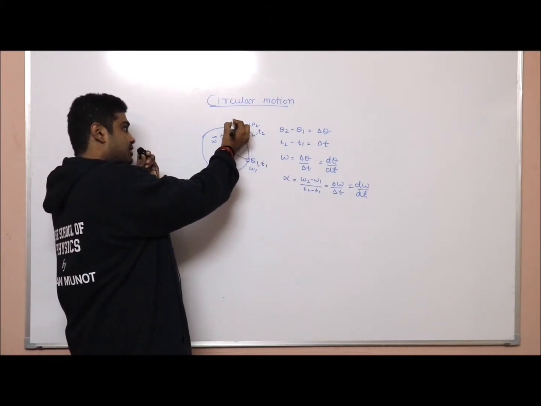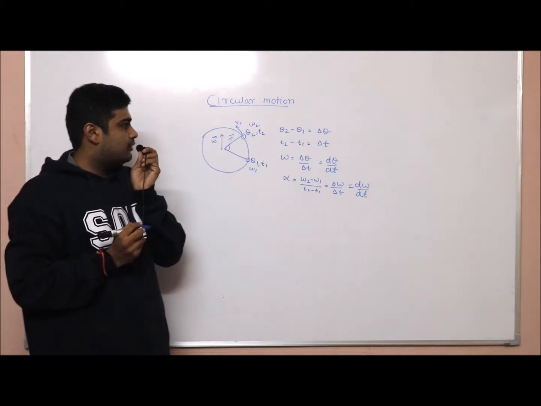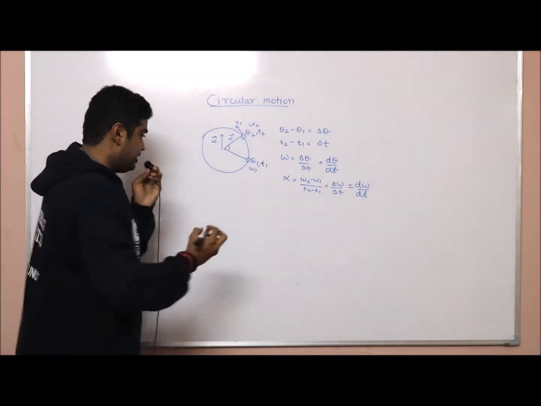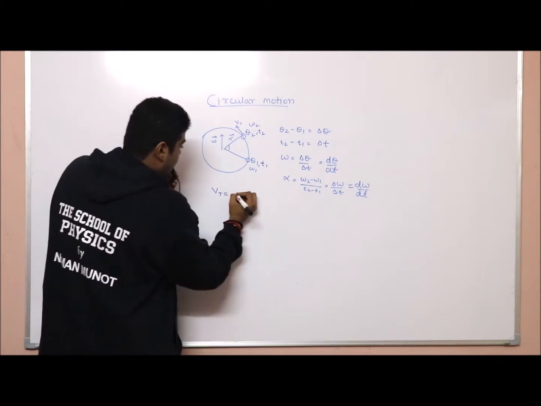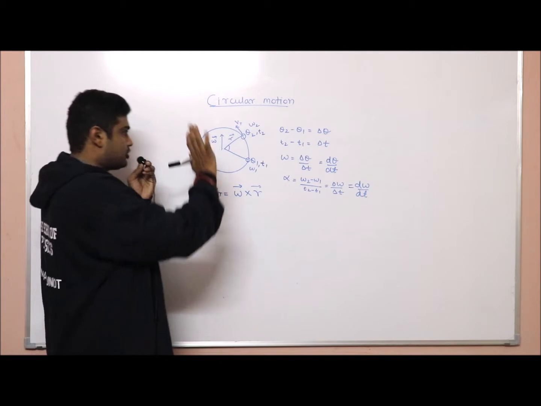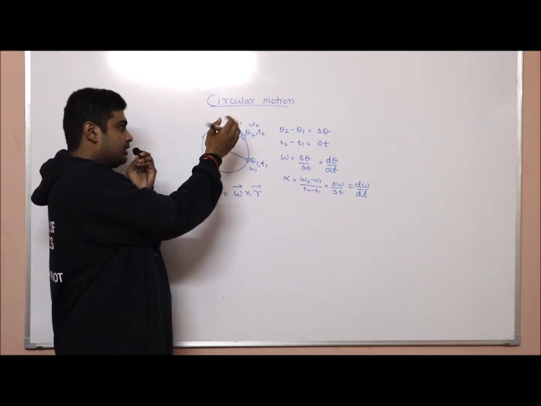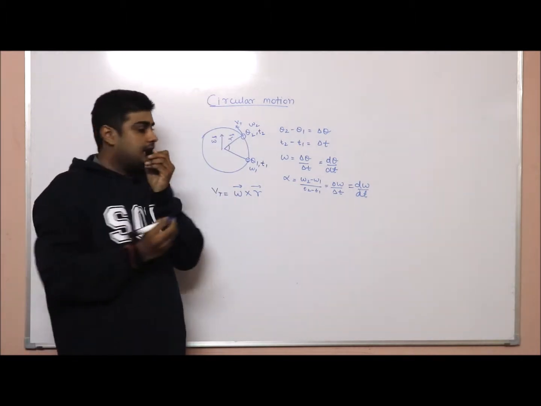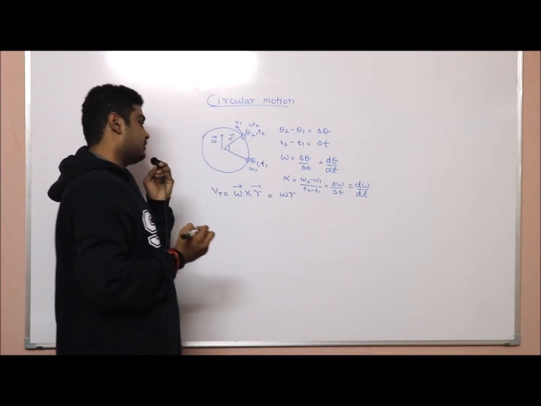Now when we have this bob here, we have a tangential velocity Vt. How do we denote this tangential velocity? V tangential is equal to omega vector cross r vector. We use a cross product. Omega vector cross r vector is equal to Vt, and when the angle is 90 degrees, Vt is equal to omega r.